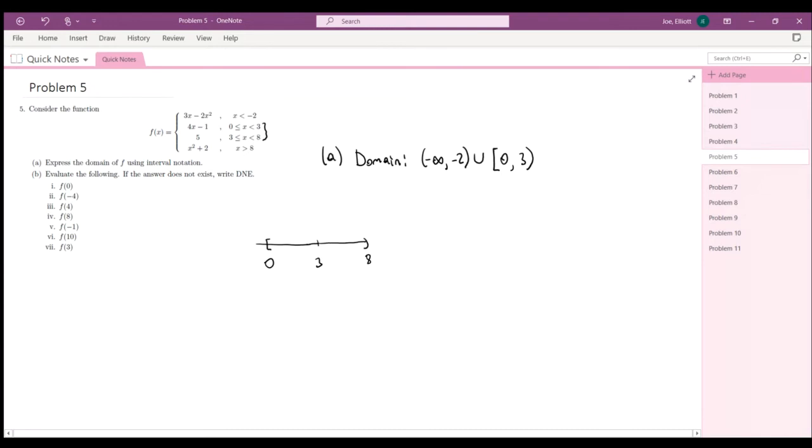Alright, so rather than writing 0 to 3, union 3 to 8, you could write this part as 0 to 8 altogether. So there's a reason to stop at 3. If it's included, you may as well just continue past 3 and go straight to 8 instead. And then also for x greater than 8, you would also union everything from 8 to infinity. So this would be the most simplified form of the domain written out in interval notation.